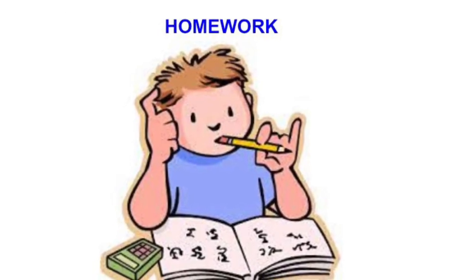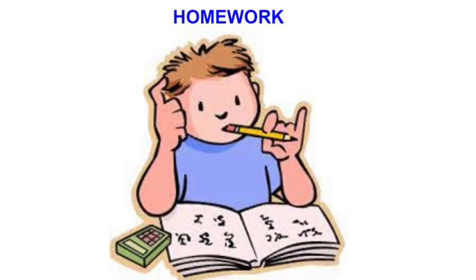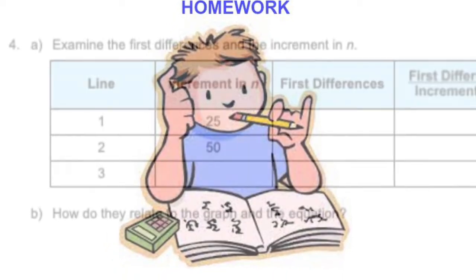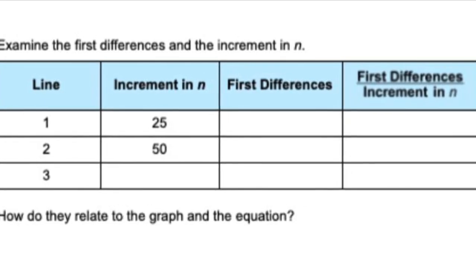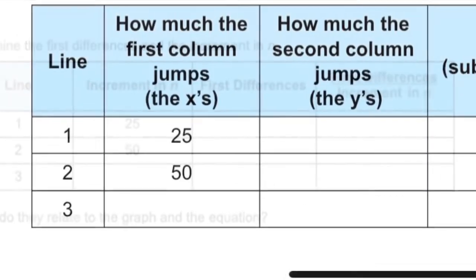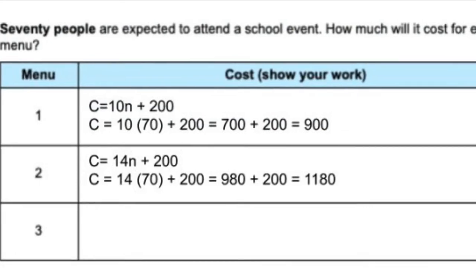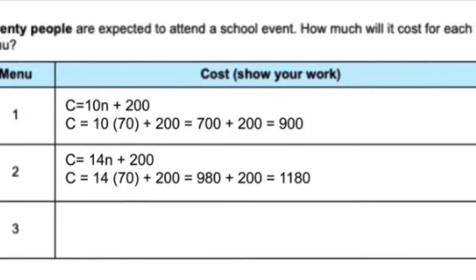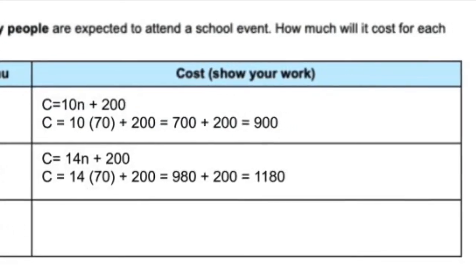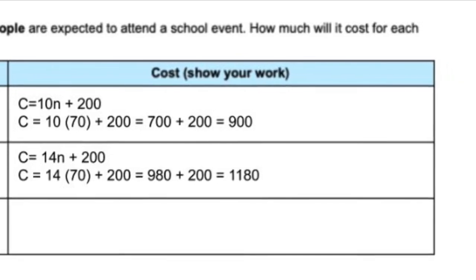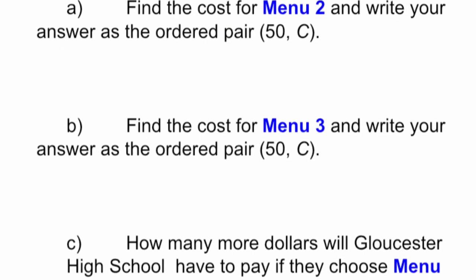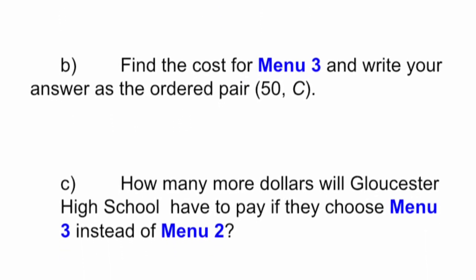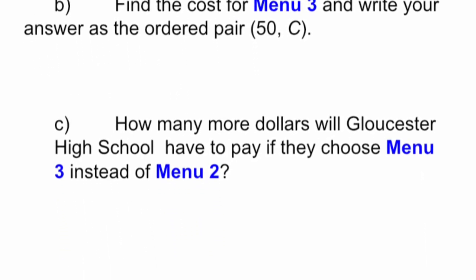So your homework for tonight. First of all, remember we need to finish that table where you need to find the rate of change for menu number 3. You also need to find the cost for 70 people with menu number 3, just like we did for menu 1 and menu 2 in the video. And then you need to finish question number 9 and make sure you get that done as well.